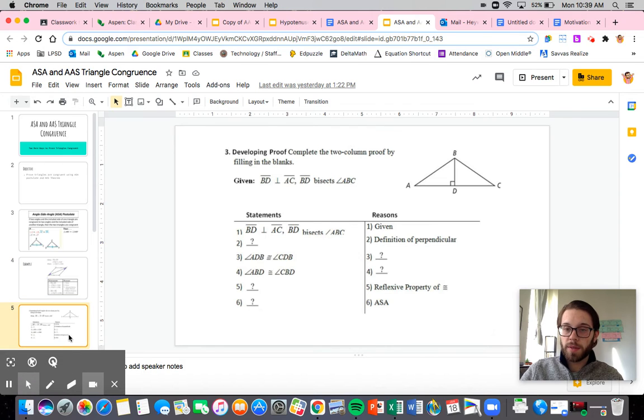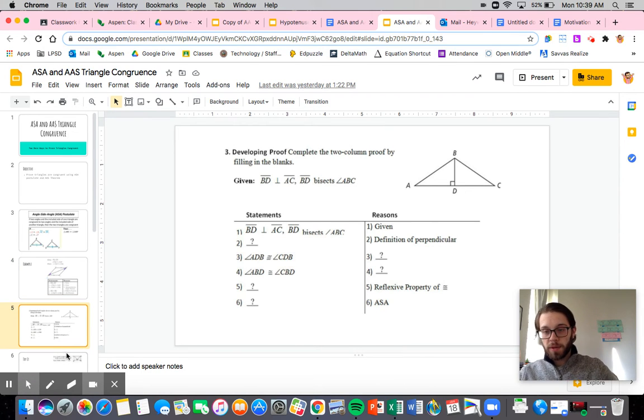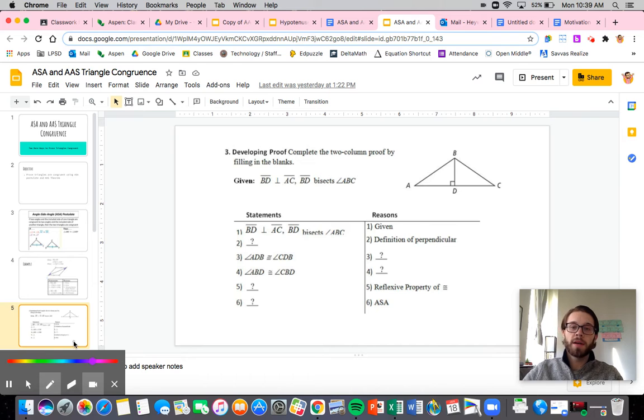Now, let's do this one. This is a little bit more practice, but we're just filling in the blanks. So again, as you can see here, we have perpendicular lines this time. Perpendicular lines, as a reminder, do offer a possibility for you to get angles, right? Because perpendicular lines make right angles, and right angles are congruent. We have that segment BD is bisecting angle ABC.